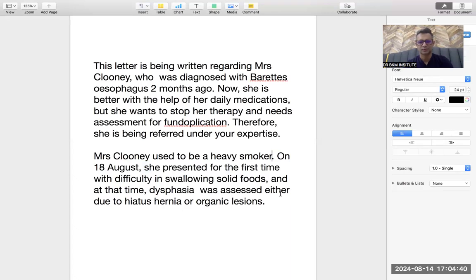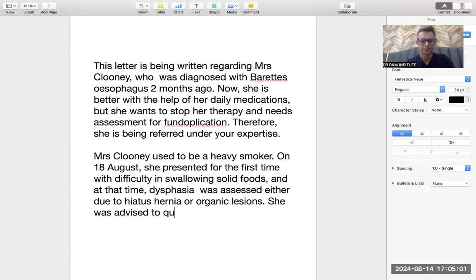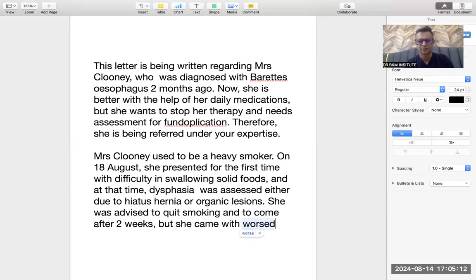She used to be a heavy smoker. She was advised. Again, connectors. You say connectors are important in every line. No. She was advised to quit smoking and to come back. Weeks. But she came with what? Now I'm mixing up the visits. But she came up with worsened symptoms after 3 months.